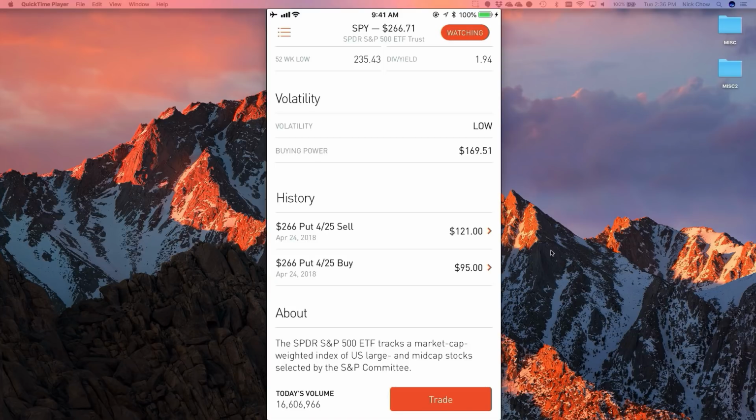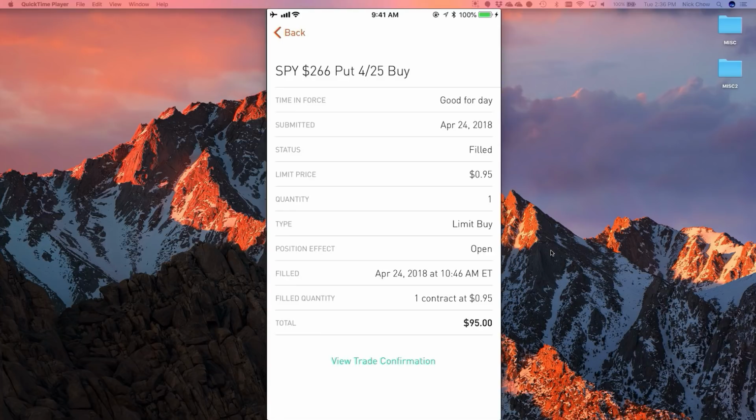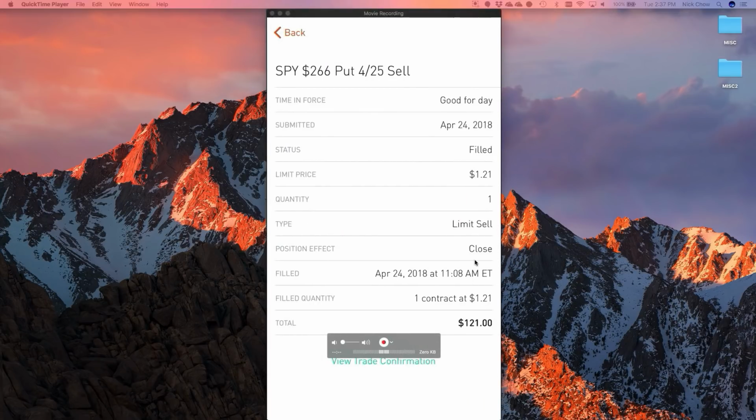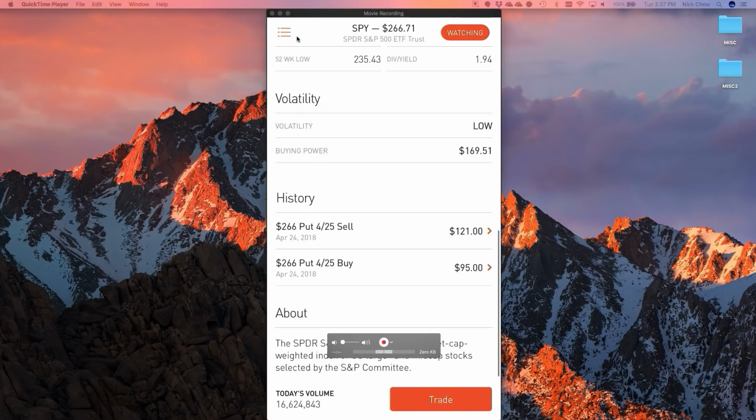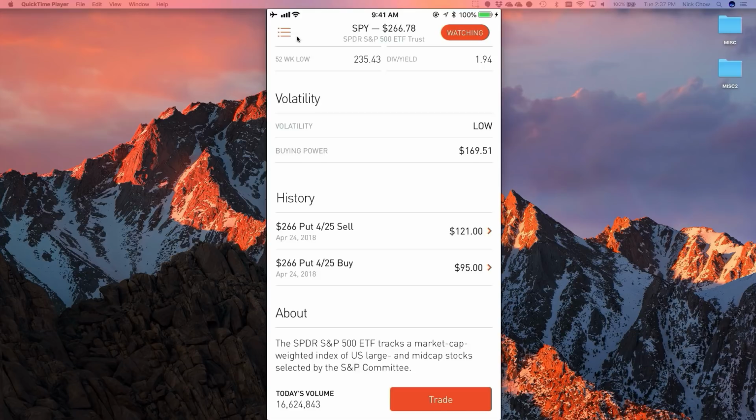So you can see here on April 24th, I bought a put for 95 cents at 10:46, and then I sold it, closed the position for $1.21 at 11:08. So in about 20 or 30 minutes, I made about 20-30%. What I like about having the history here is it shows you whether you're good at trading the stock, or good at trading this ETF. If not, maybe you should not trade it. So I like that it has the history there.